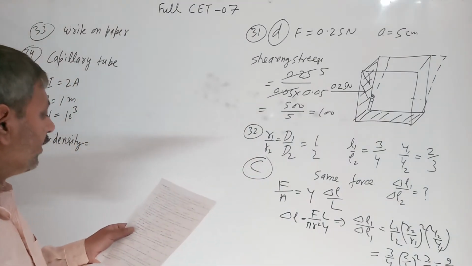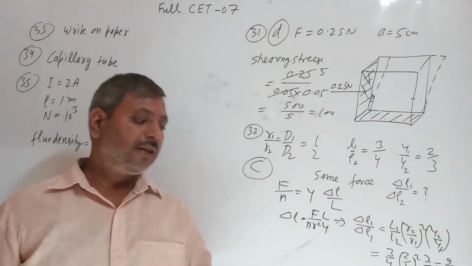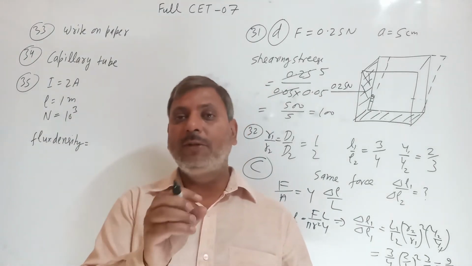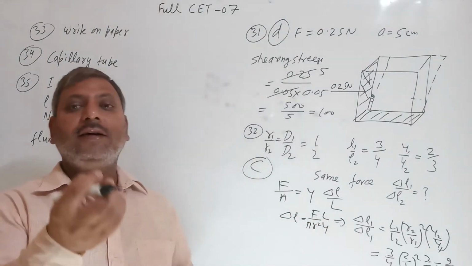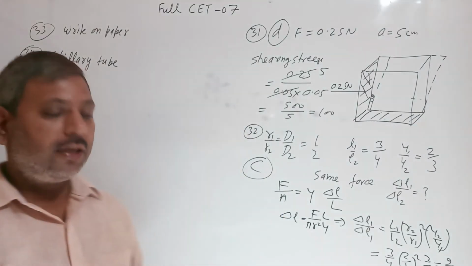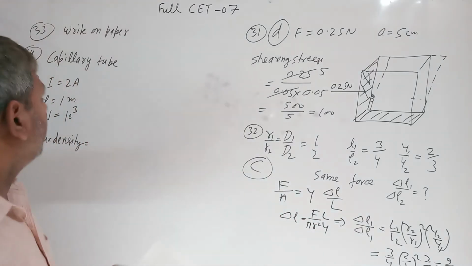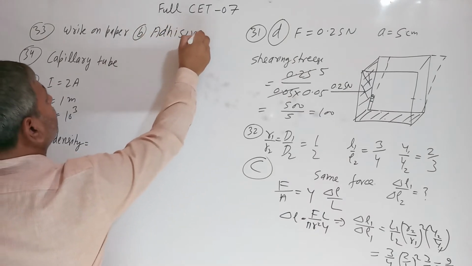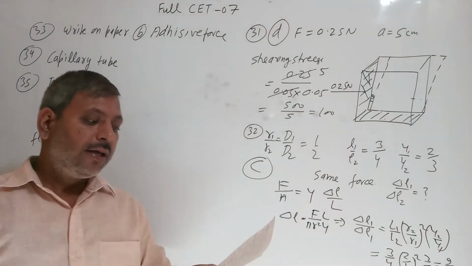Question number 33. We can write on paper because of surface tension, adhesive, cohesive, viscosity. So adhesive force is the force between two different molecules. So here the molecules of chalk or pen and the molecules of paper are different molecules. So that's why adhesive force will be there. So question number 33, correct option will be B, adhesive force.